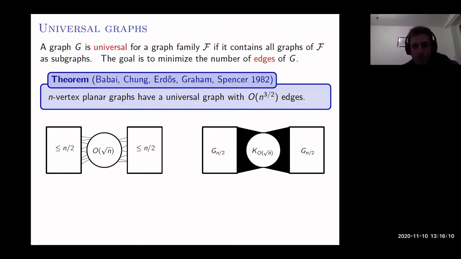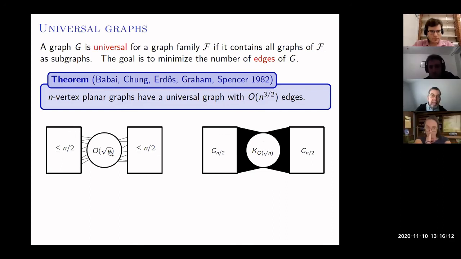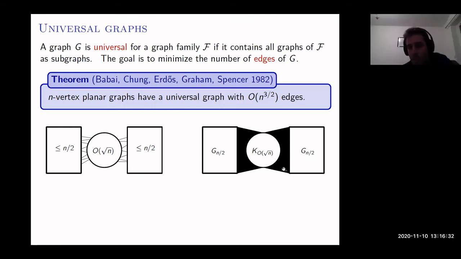And now it's fairly clear, when you look at the separator, how you would embed any n-vertex planar graph in your universal graph. You just embed the vertices of the separator in the clique, and you embed this part inductively in this part and this part. Since you have all possible edges, it's clear that your graph will be a subgraph of this graph. And it's not very difficult to prove that it has the right number of edges, n^(3/2).